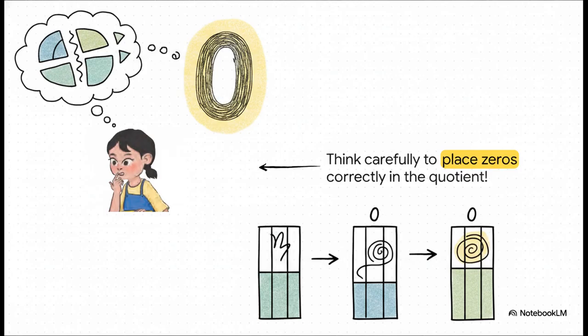Sometimes a specific column's value is actually smaller than our divisor, meaning we can't divide it without breaking it down to the next place value. When that happens, we absolutely must place a 0 in that specific place value in our quotient.